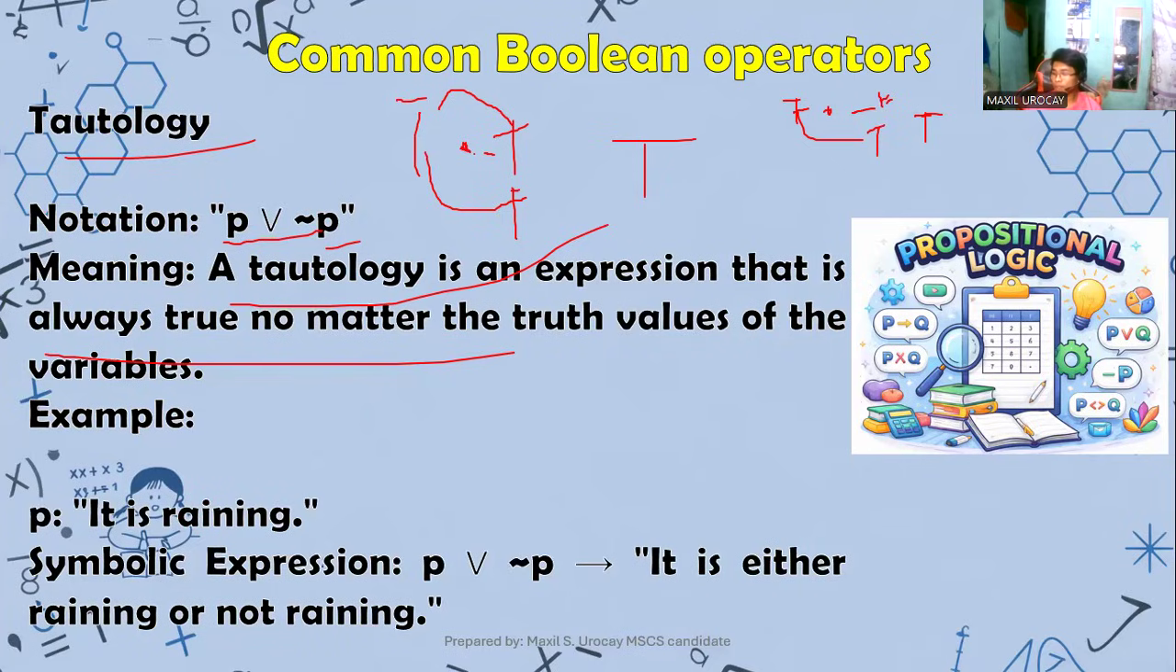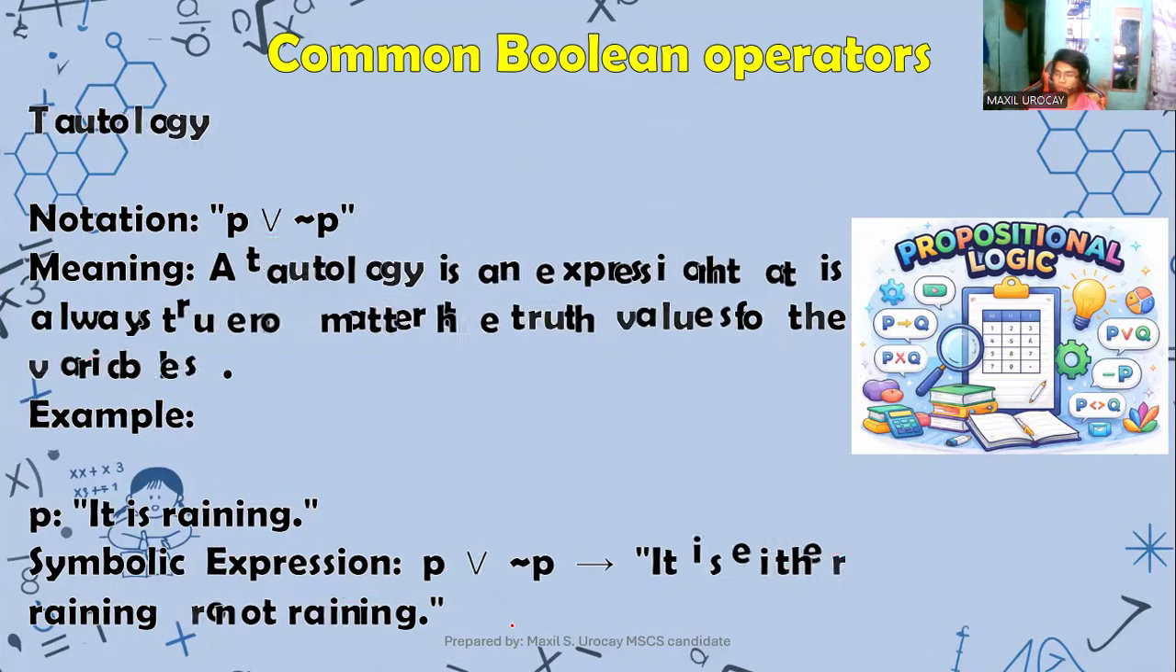So it is raining. Symbolic expression P or not P. It is either raining or not raining. Oh, no, sorry. This is OR. This is plus, not times. Sorry, correct. So if true plus false, class, in our OR operation, true plus true will still be true, then false plus true will still be true. The same in here. True plus not true is true. And false plus not false is still true.